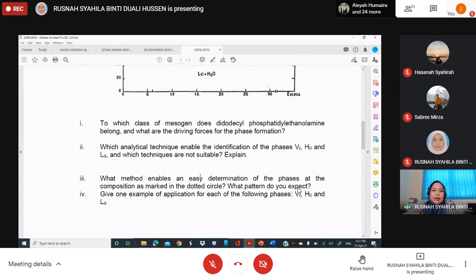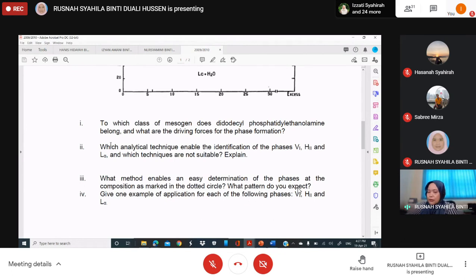Now look at question 1.2. Which analytical technique enables the identification of the phases: bicontinuous cubic phase, inverted hexagonal and lamellar phase? I want you to explain it. As I said, if I want to evaluate your soft skill, I will evaluate you based on question 1.2. It is based on your own understanding. So maybe some of you know the answer, but you are not so good in writing.